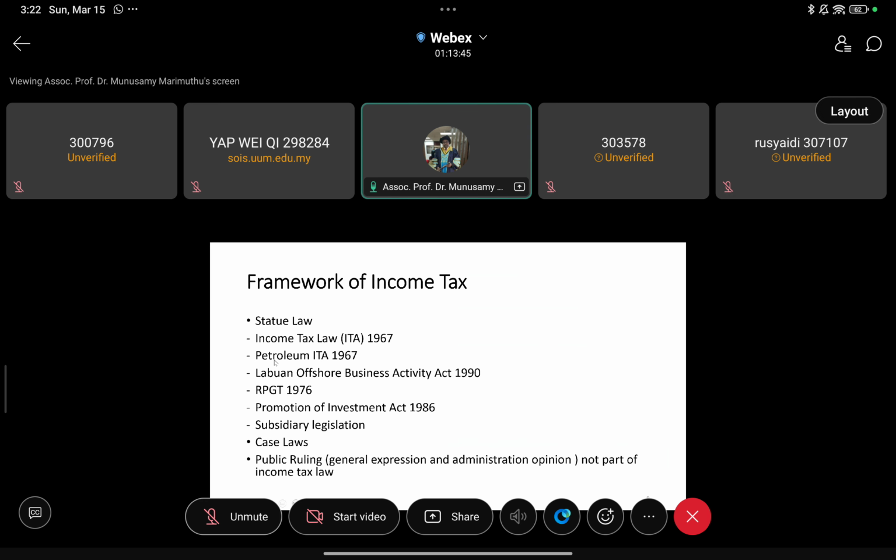So we also have petroleum income tax. The tax rate for petroleum is 38%. If you're Labuan offshore, there's another act there. Real property gains tax, promotion of investment, pioneer status, subsidy laws, case laws. Case laws can also become part of the law. Even if the statute doesn't have it, the case law decision can be part of the statutory law.